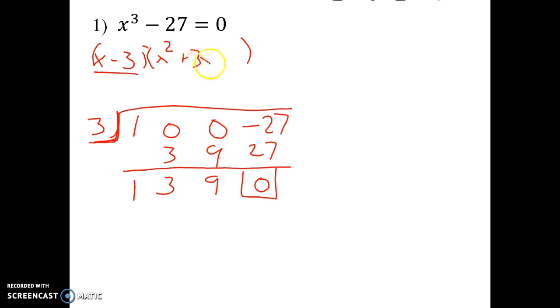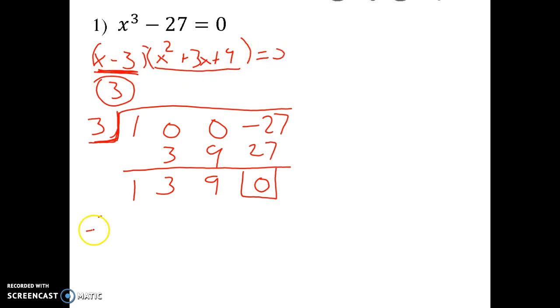plus 3x plus 9. And I could try to factor this other expression. I could use any of those 5 methods that we have to solve quadratics. But I think the best method here is going to be to use the quadratic formula. And so I know one solution here is 3. That's when this factor is equal to 0.